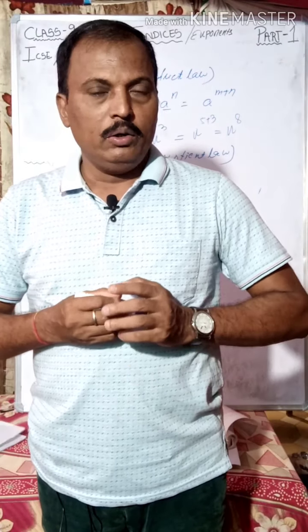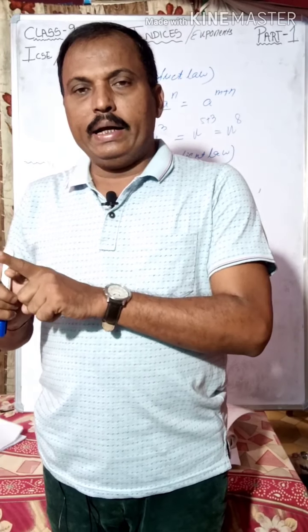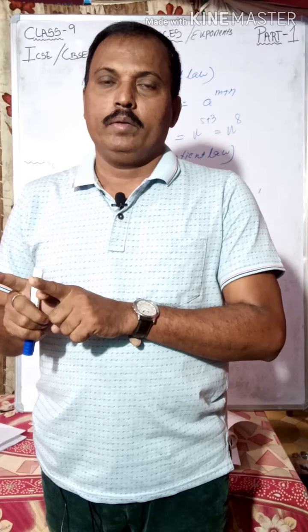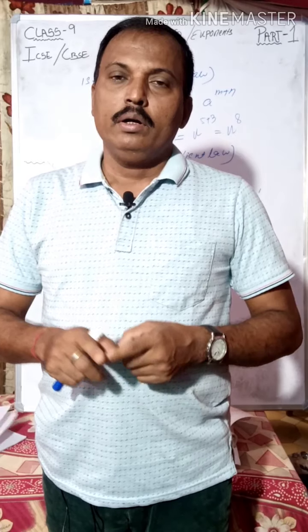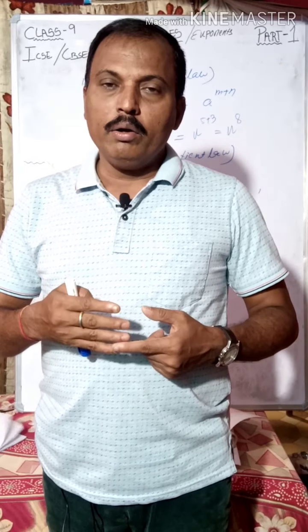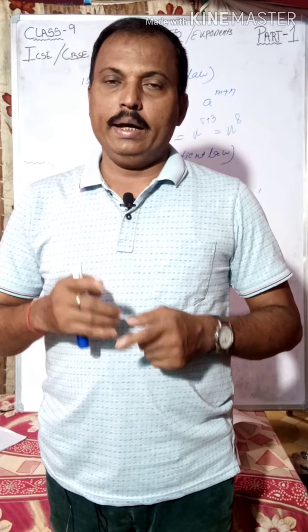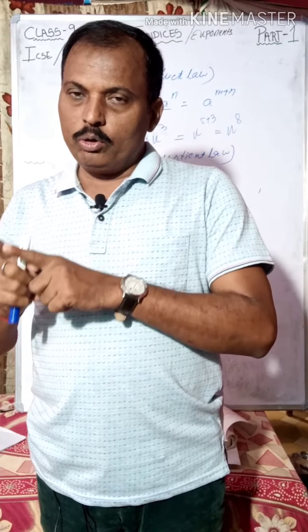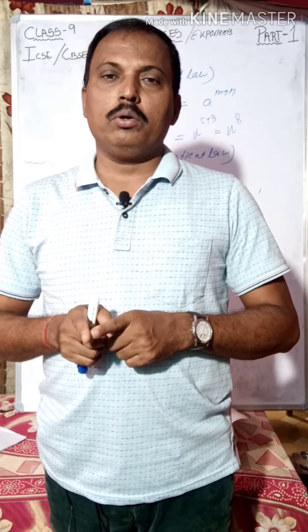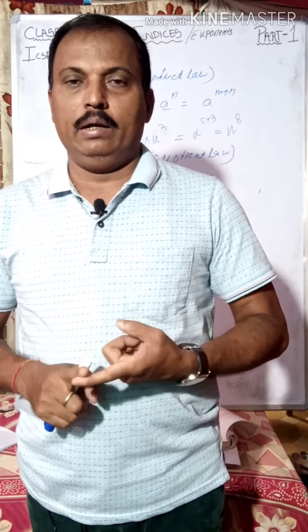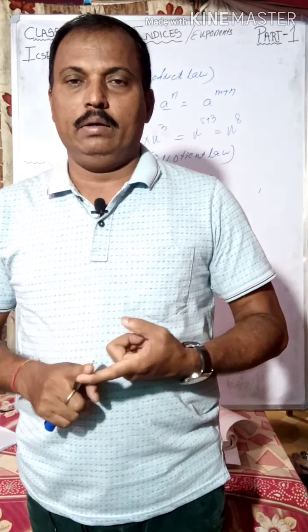In the first law, the indices are added. In the second law, the indices are subtracted from each other. In the power law, the indices are multiplied. a^m × a^n is equal to a^(m+n). That is the product law.